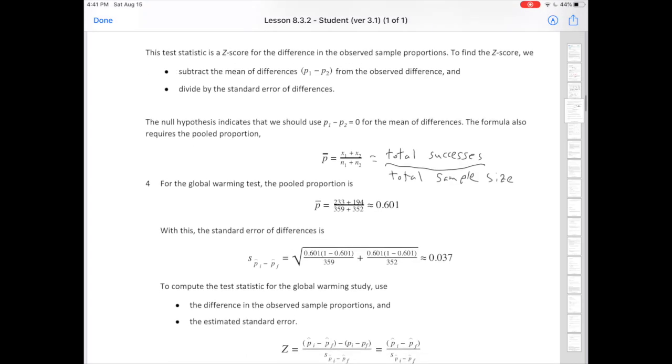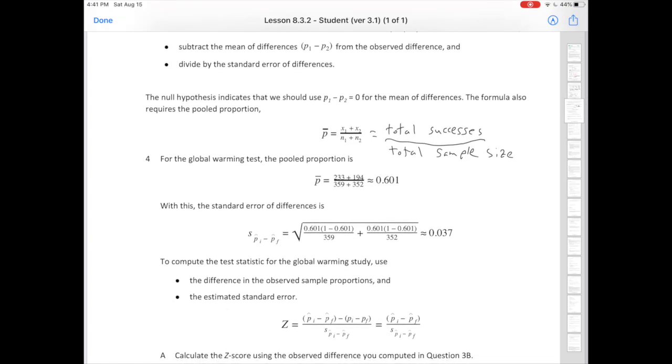Next, the standard error of differences. So they actually do this for us. I do recommend you plug it into your own calculator, but remember, okay, you have this 0.601 that you get from here. This is what you end up using in your formula, okay? So you put that in this formula, and we have done something like this in our calculator many times before. You end up with 0.037, okay? Remember, this is the standard error.